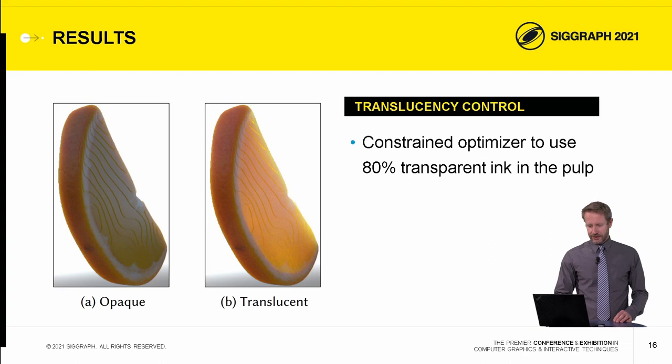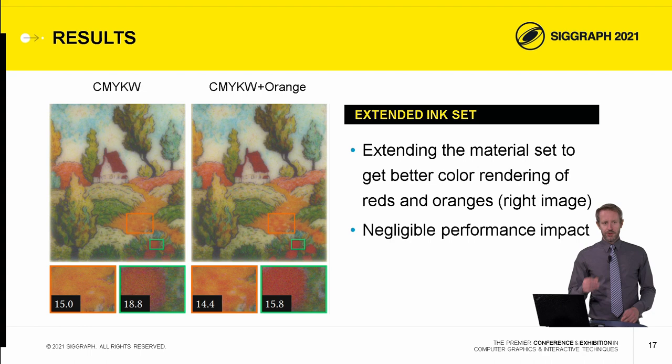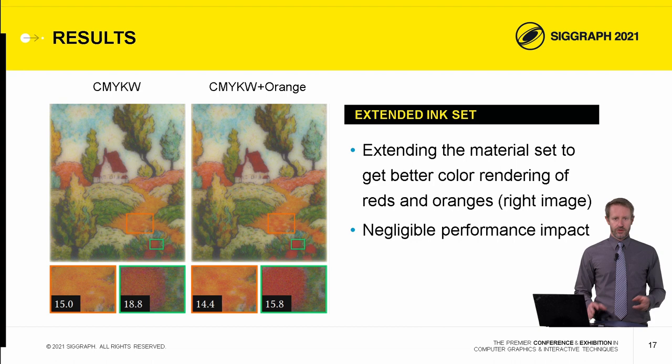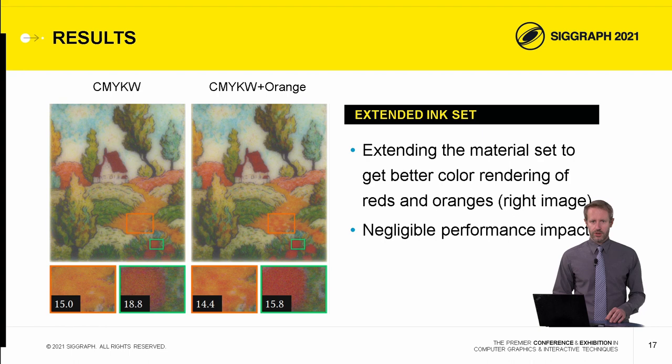And here's one further use case. We call it the extended ink set. So for the left image, the optimizer was just given the cyan, magenta, yellow, black, and white materials to choose for mixing the inks, and on the right image, the optimizer was given an additional ink, which has an orange color, and you can see the optimizer is making good use of it by increasing the color rendering in the flowers and in the orange spots in the walking path. By the way, all the results that you can see here are actual renders of half-toned volumes.